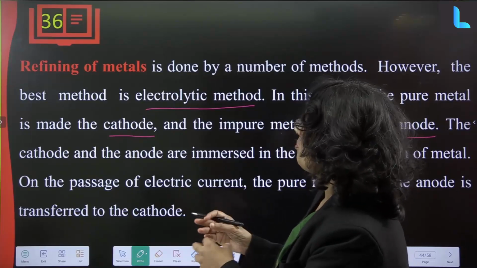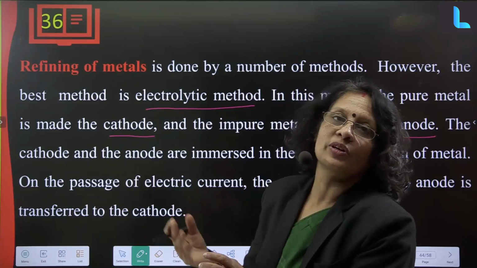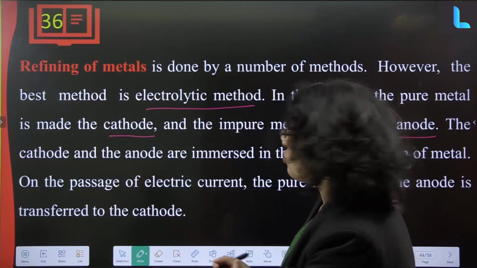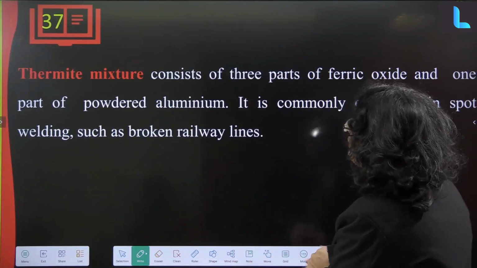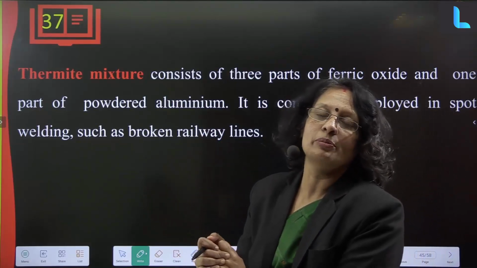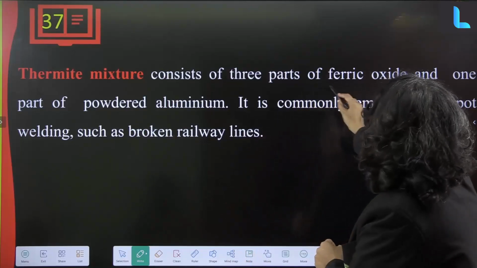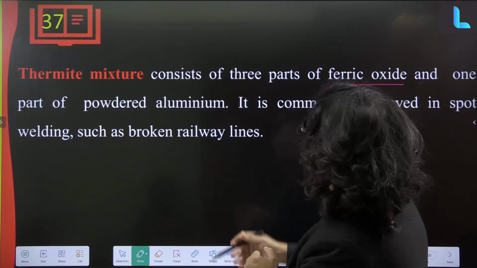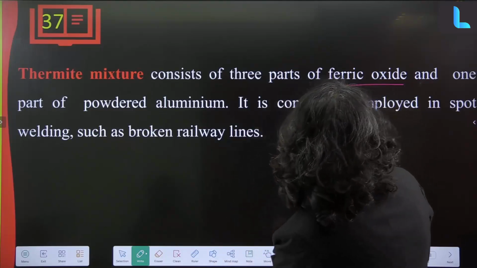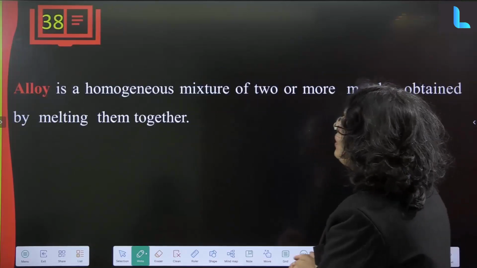And like this, the impurities will start coming down and the pure metal will start depositing on the other electrode. So we will get pure metal at the end; that electrode will be taken out and pure metal will be obtained. The thermite mixture consists of 3 parts of ferric oxide and 1 part of powdered aluminium. It is commonly employed in spot welding, such as for broken railway lines.